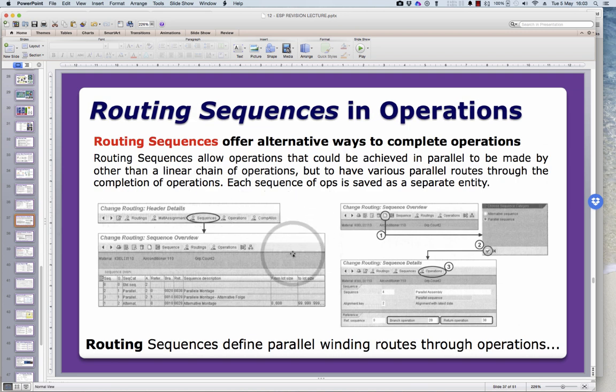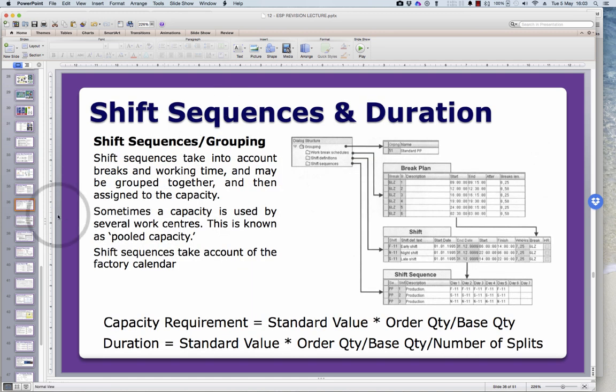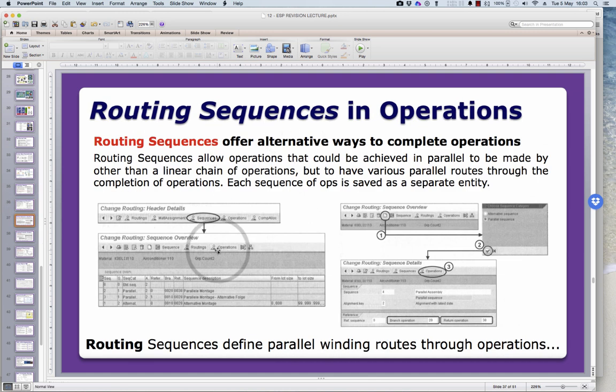Okay, so routing sequences. So this is the difference I was talking about. Here we've got shift sequences. Now I'm talking about routing sequences, and so remember when we were looking at the routings, you had a sequences button. You can go between these two. Routing sequences allow operations that could be achieved in parallel to be made other than a linear chain of operations. What it does is it allows you to choose a sequence to set up a pre-made sequence that you can implement that cuts your production time. It gives you more options. The result is you'll have a parallel winding route through operations on the shop floor.